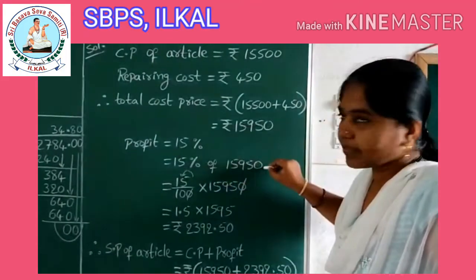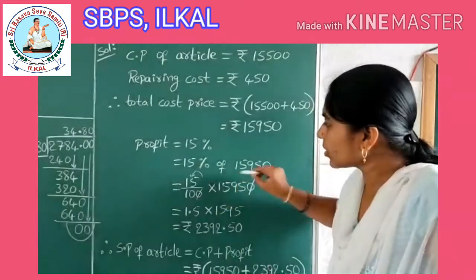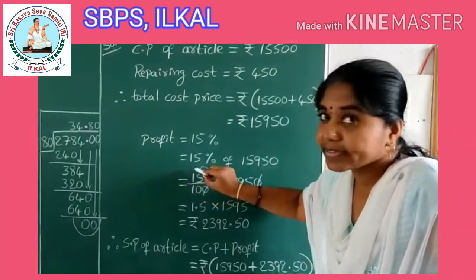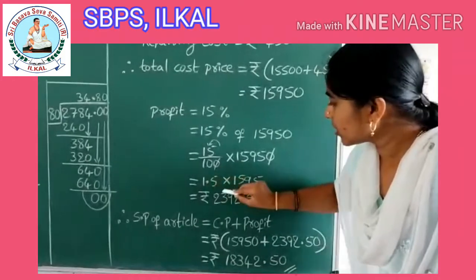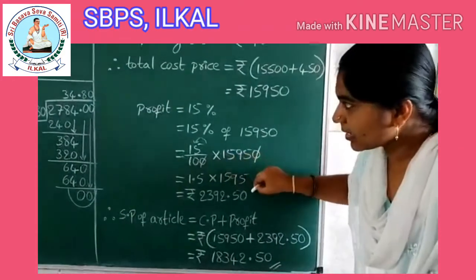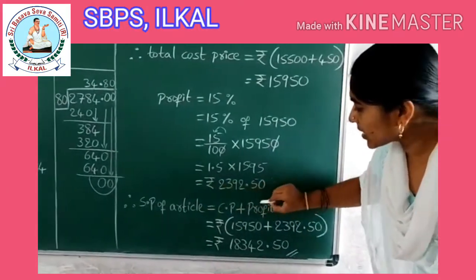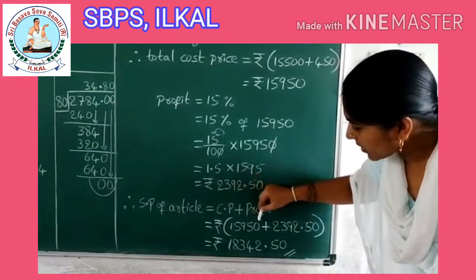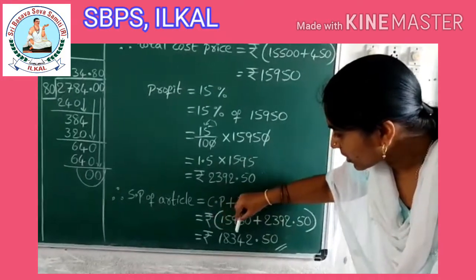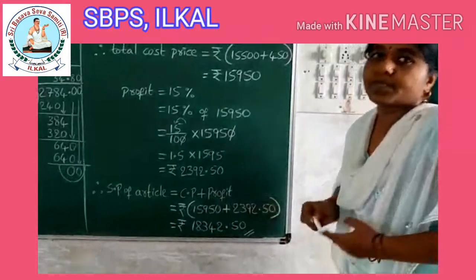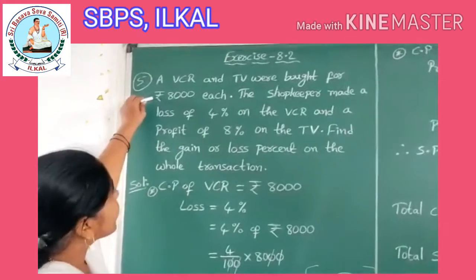15% of 15,950. Then 15 by 100 into 15,950, we have to strike out the 0, 0. Here 10 means I can shift one place. Then it will become 1.5 into 1,595, which gives 2,392.50. This much profit. Therefore, selling price of the article is equal to cost price plus profit. Write down the cost price, add the profit you got, which gives 18,342.50.